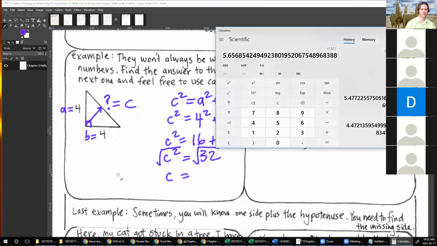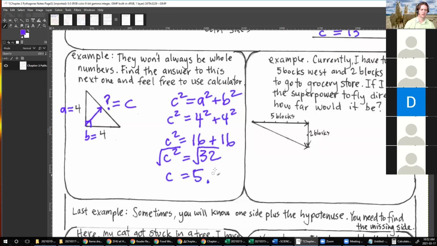5.66. So this is going to be 5.6. Oops, that was not a very good letter. 5.6 or 5.7, whatever you like. Sometimes I'm going to say, just show me to the closest decimal, and then you just go 5.7. Or you can put a few numbers like this. This is all correct. I'm going to give you the benefit of the doubt. If you got this far, then you know what you're doing.